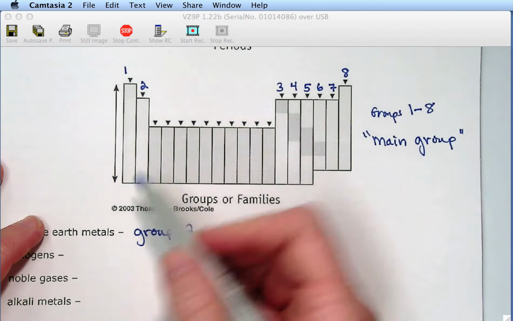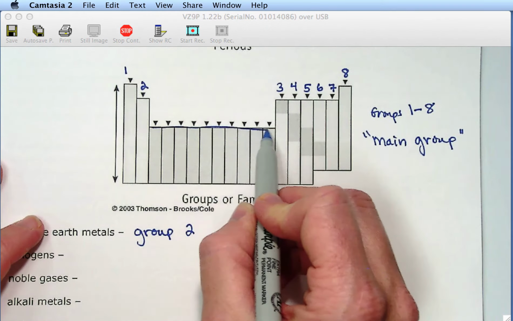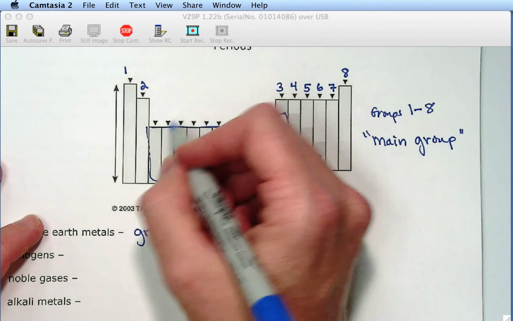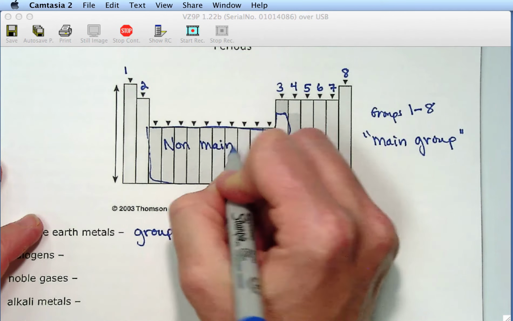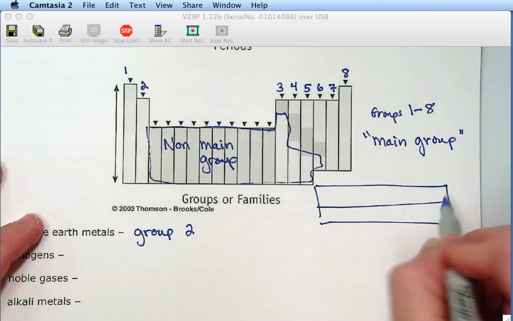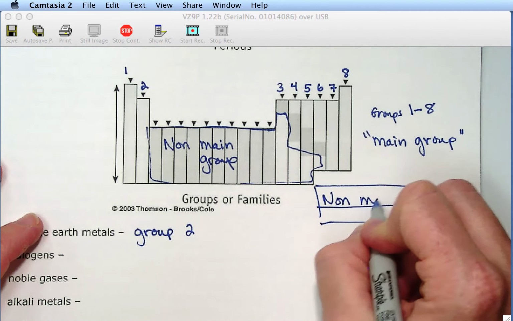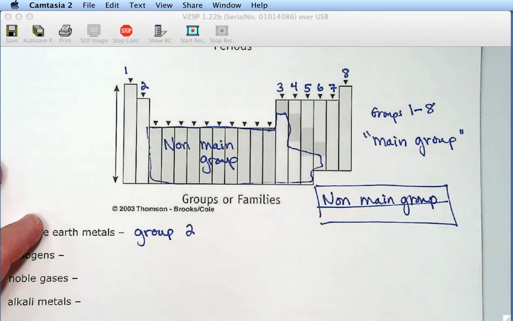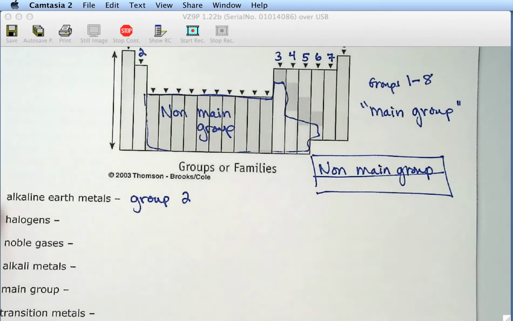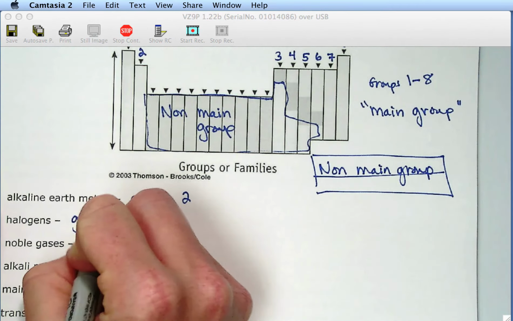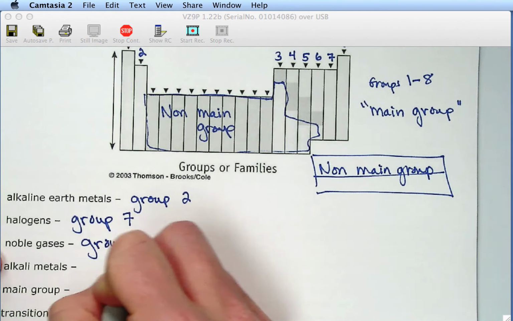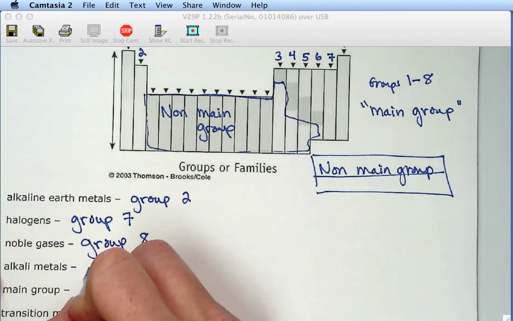And the non-main group element would be your transition metals, and your inner transition metals. So this is non-main group. Okay, so halogens are group 7. Noble gases are group 8. Alkali metals, group 1.